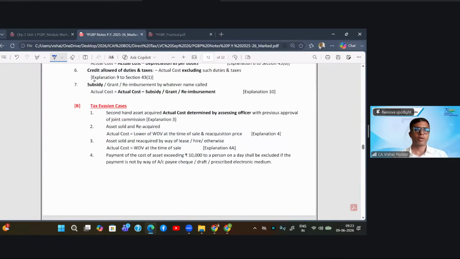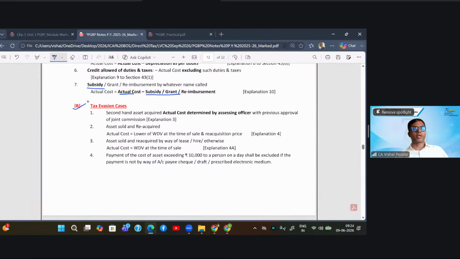Like for example, another point given is subsidy or grant. If let us say your business is in some backward area, remote area, where some subsidy on some asset is allowed. Now in that particular case, what will be your actual cost? It is the purchase cost minus whatever subsidy or grant the government has given to you. Is this clear, students?